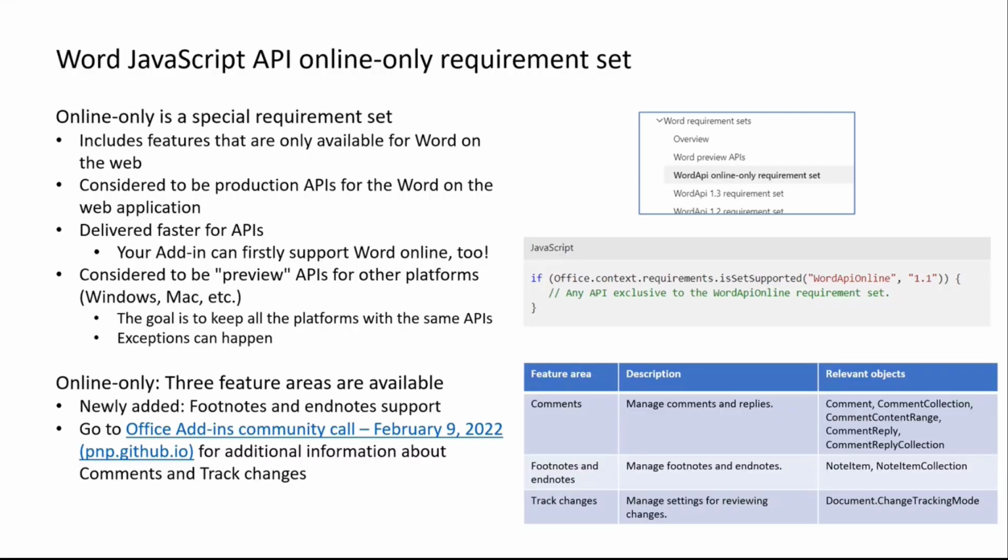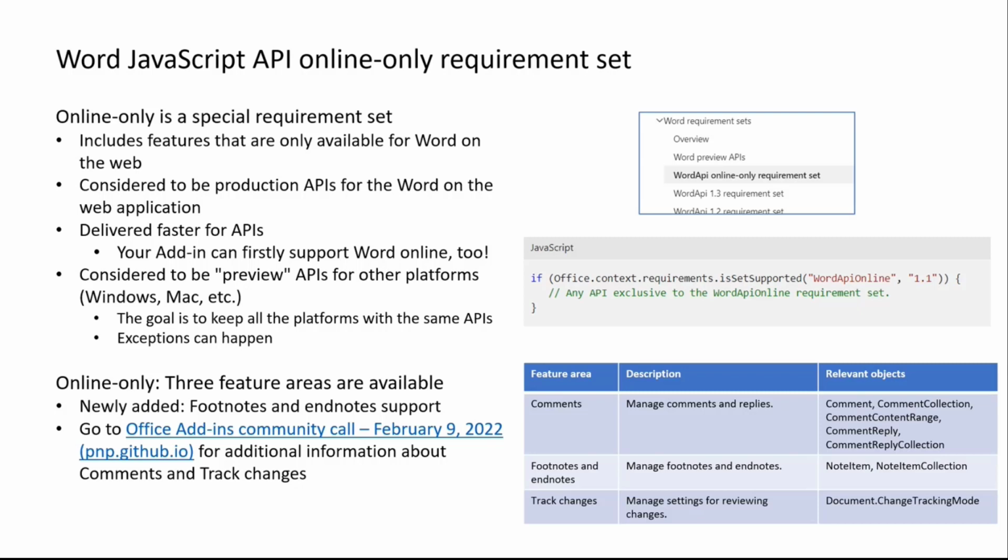As you may have already noticed, we released the online-only requirement set about a month ago, back in May, for Word JS APIs. This set is special because the APIs in it are available only for the web version of Word. You may argue that JS APIs should support multiple platforms instead of just the web, but the reason we are doing so is to provide an opportunity for add-ins, which are built primarily for web users, to get things quicker, because web APIs can have more frequent deliveries compared to the desktop version in our internal process.